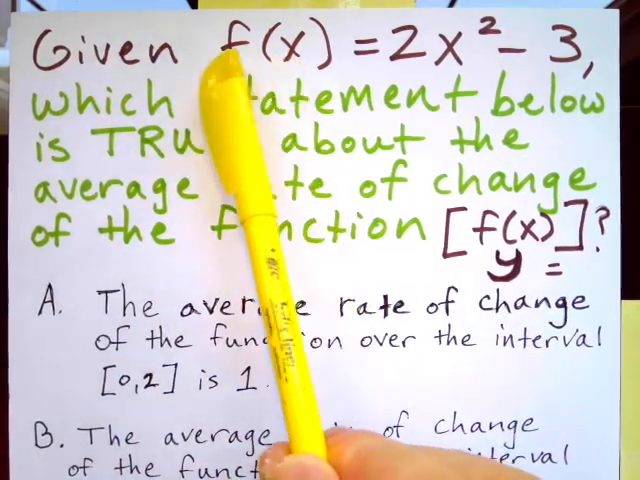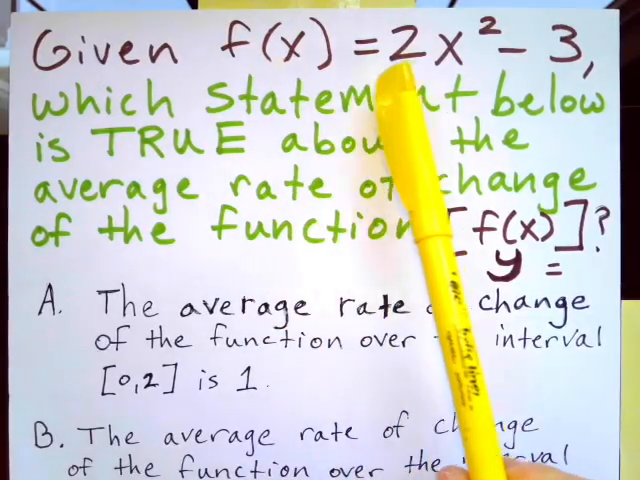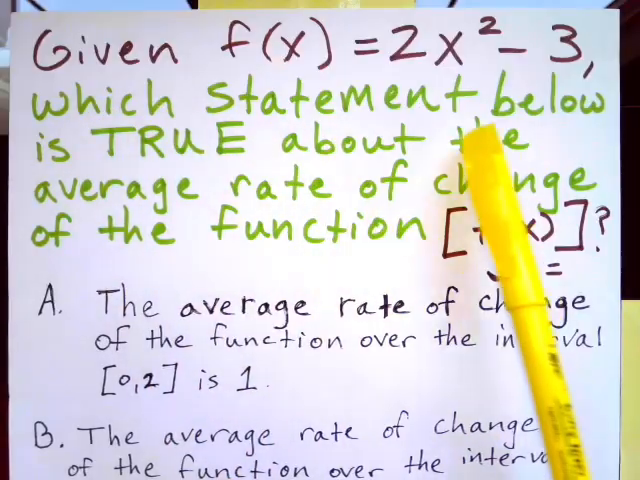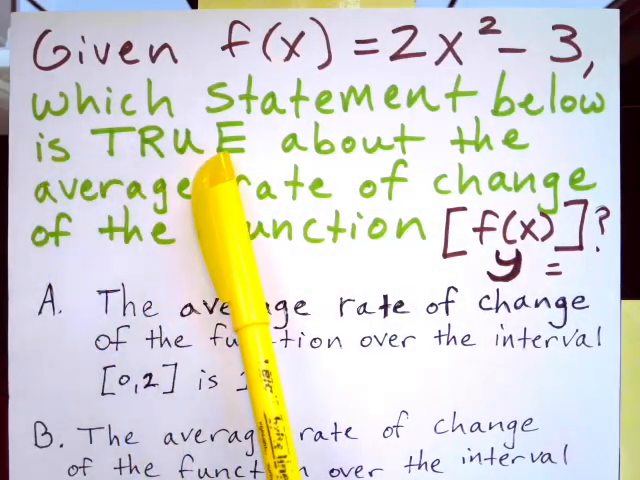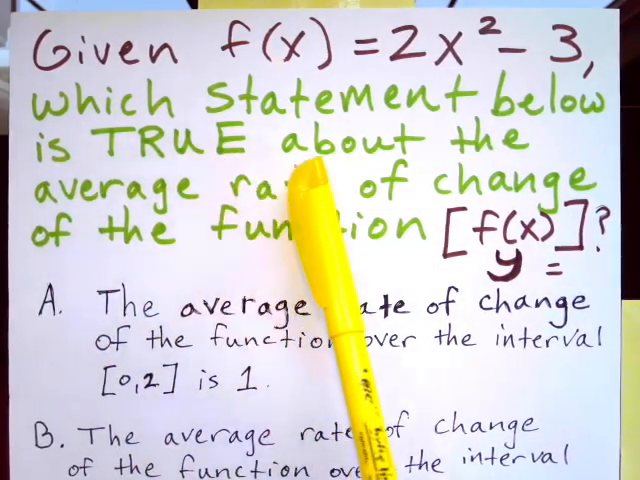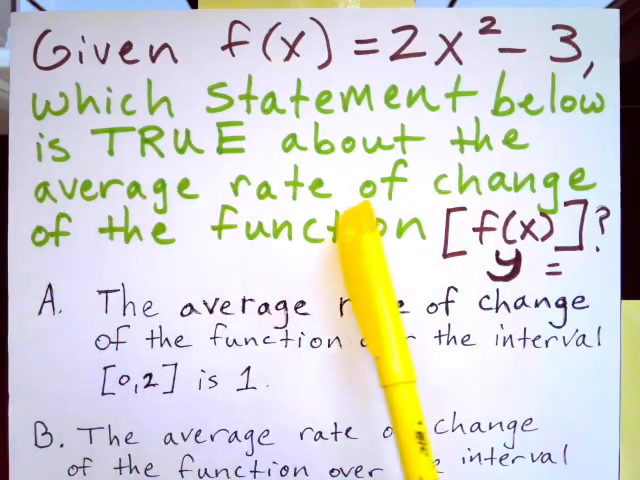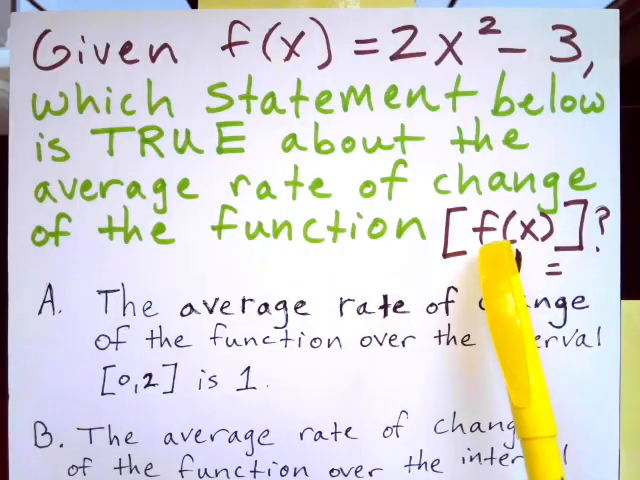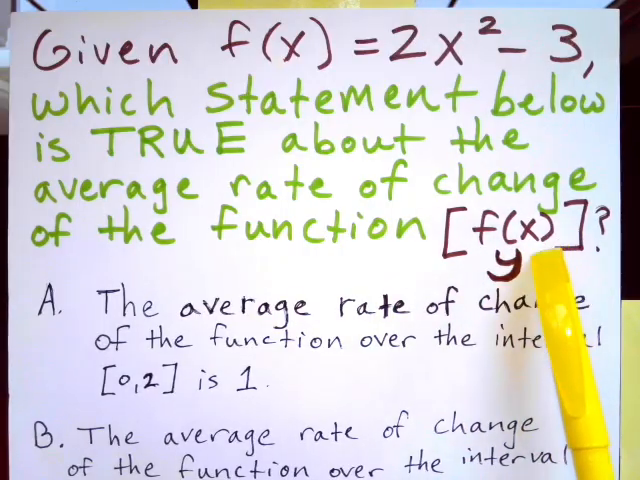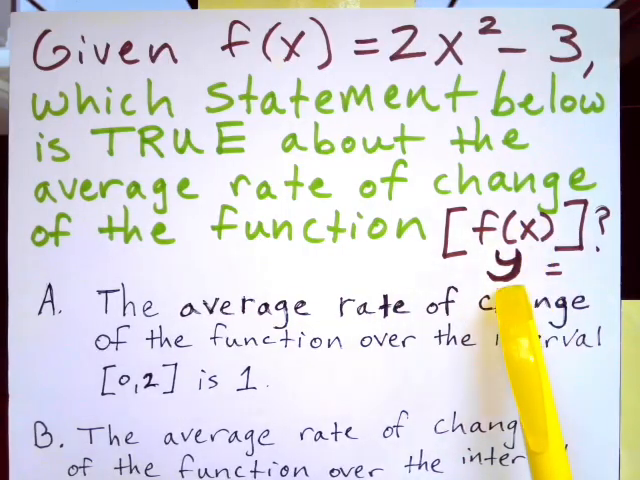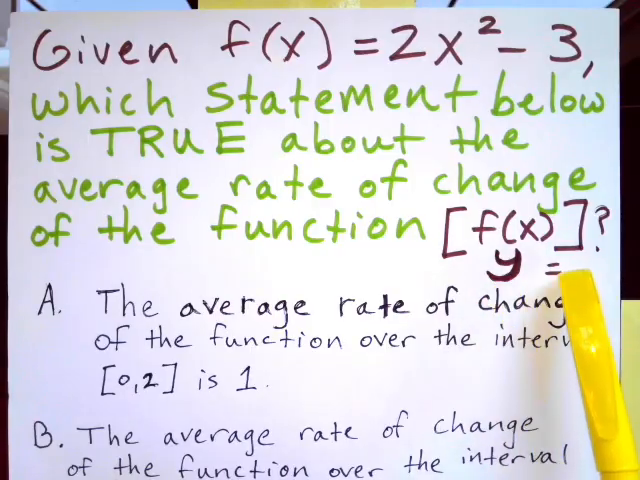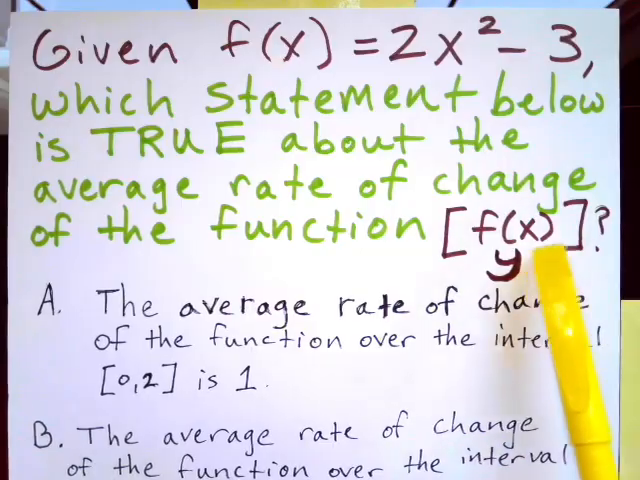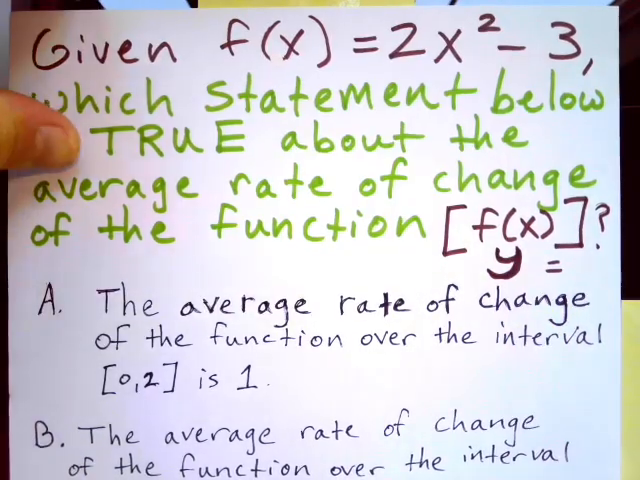Given f of x, that is a function, equals 2x squared minus 3. Which statement below is true, A, B, C, D, or E, about the average rate of change of the function f of x? And I want to point out here that f of x is the same thing as y. y equals, same thing as f of x equals, right? Just want to point that out.